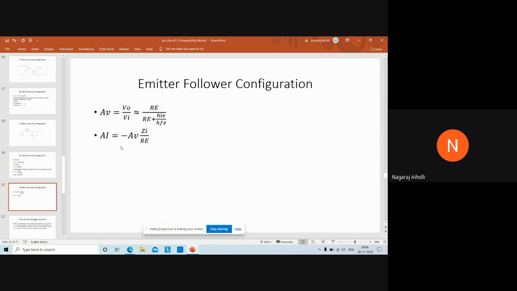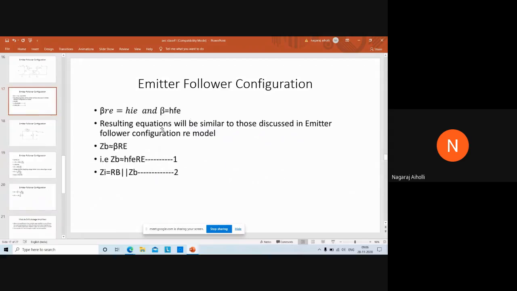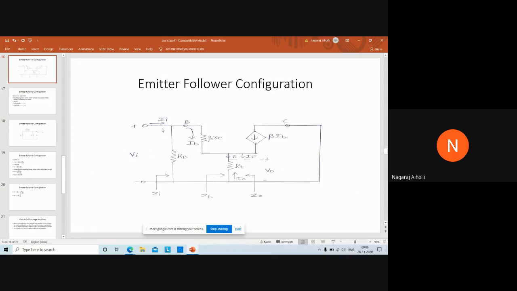Similarly, we have the current gain equation, which we can express in terms of the voltage gain equation, that is AI is equal to minus AV into ZI divided by RE, where AV is RE divided by RE plus HIE by HFE. So students, we wrote the equations for the first one, the emitter follower configuration.